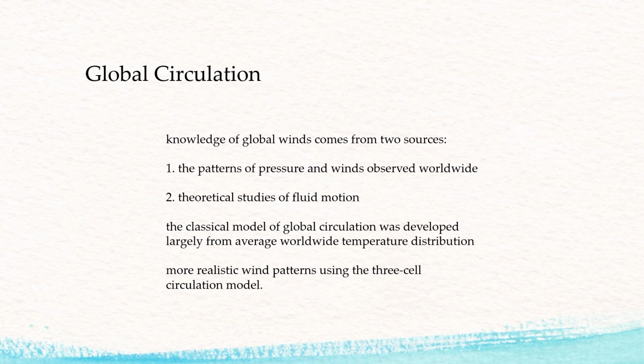In illustrating this model, first, as I mentioned, is the single cell circulation model. This came from George Hadley in 1735, because one of the first contributions to the classical model of global circulation came from Hadley, George Hadley.